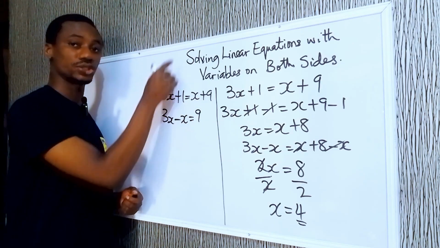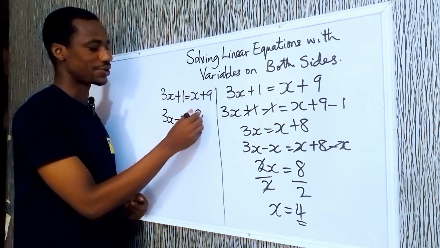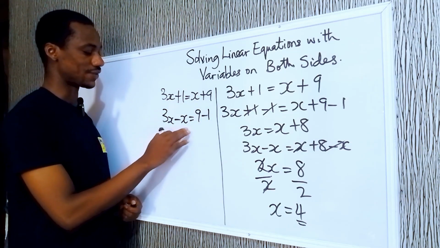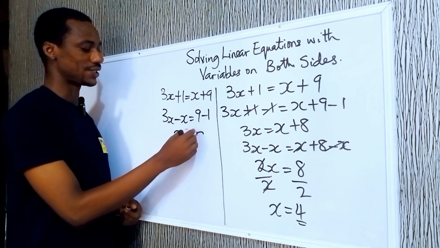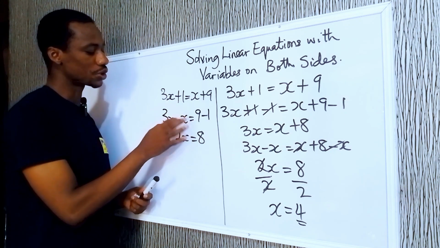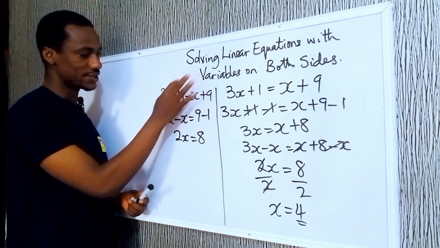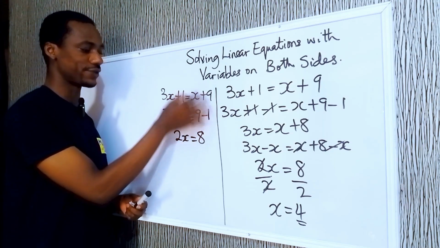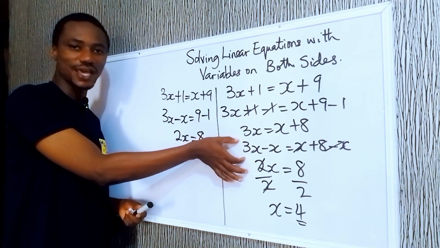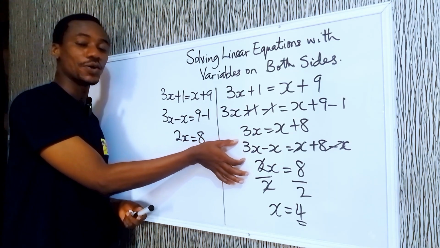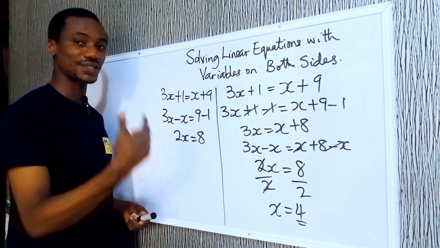Here we already have 9. We take this 1 to the other side of the equal sign, to the right-hand side, and because it's positive here, it becomes negative. All right, so we just have 3x minus x, 2x, and then 9 minus 1 is 8. So the reason why we brought x from this side and it crosses the equal sign to become negative, positive to become negative, is what we did here, subtracting x from both sides.